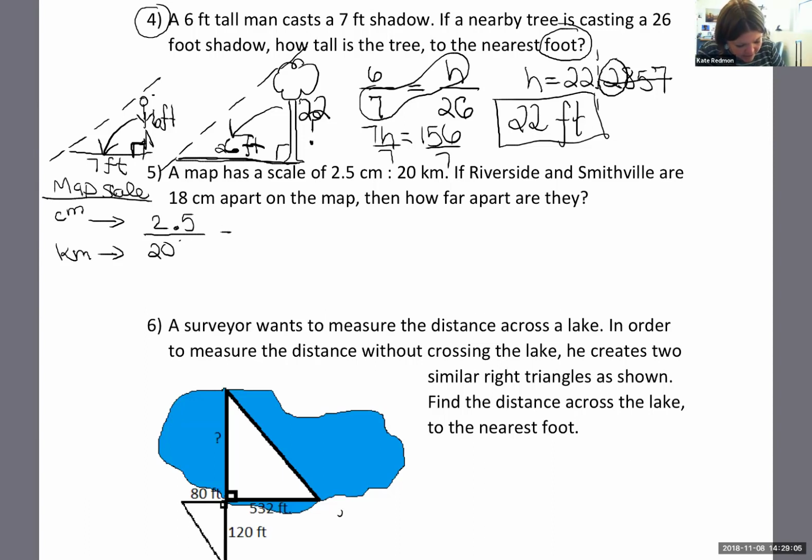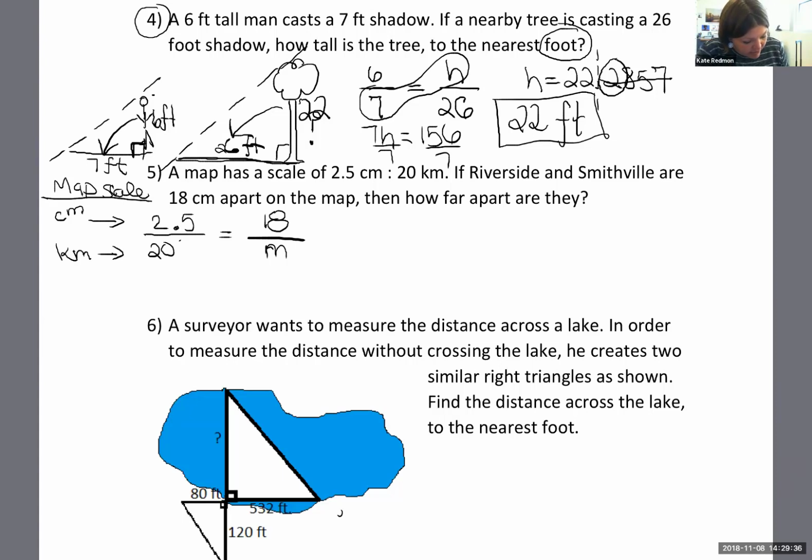Okay, now let's come on to the other side, and we're comparing two towns, Riverside and Smithville. Riverside and Smithville are 18 centimeters apart on the map. Where should I put my 18 centimeters? On top. Centimeters should line up with centimeters. And then we're asking how far apart are they? I want to know their distance from each other. So kilometers is a distance measurement. This is the thing I don't know, the real kilometers of these two very real towns.